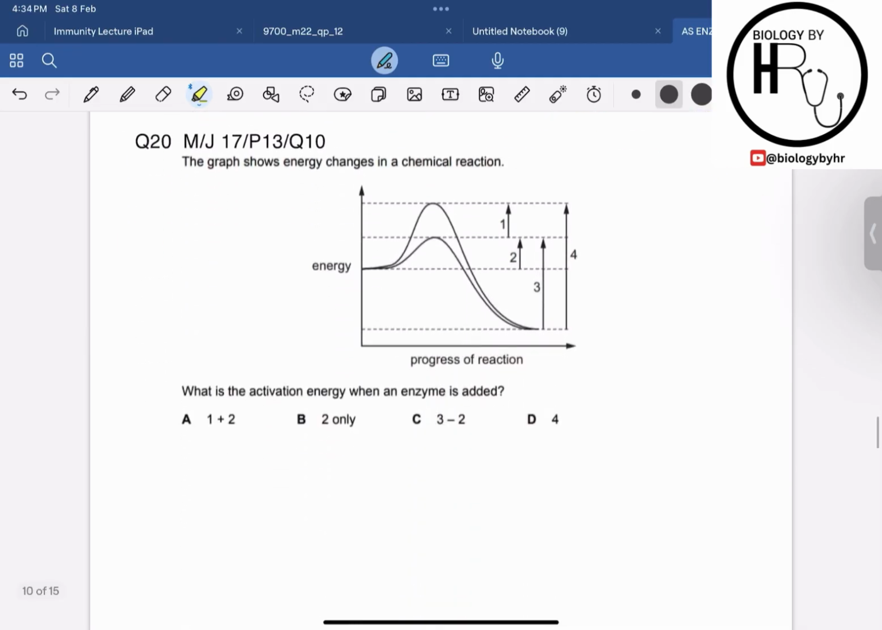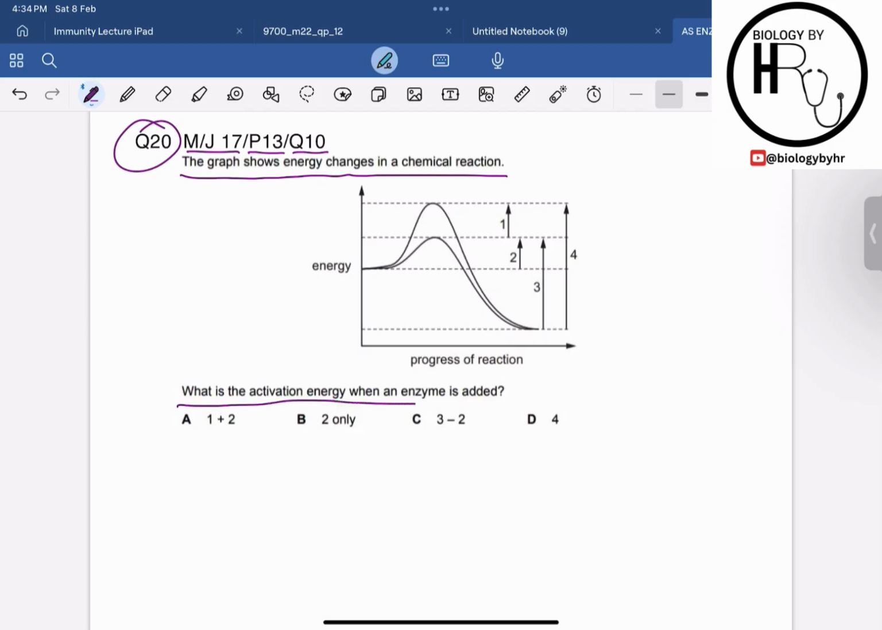Let's now move on to question 20. Question 20 over here is from May June 17, paper 1-3, question 10. It says that the graph shows the energy changes in a chemical reaction. What is the activation energy?